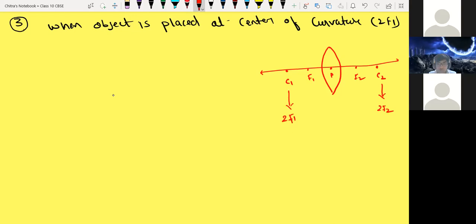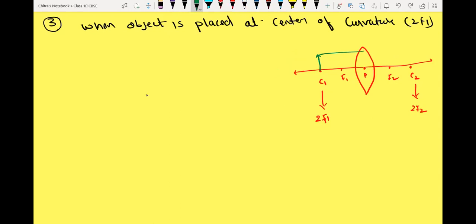Everyone, do reply. Okay, good. So the object is placed at the center of curvature over here. It is an erect object. One light ray will pass parallel to the principal axis and after refraction will pass through the focus, F2, like this. If a light ray incident on the lens parallel to the principal axis, it will always pass through the focus. And one light ray will pass through the pole from here.